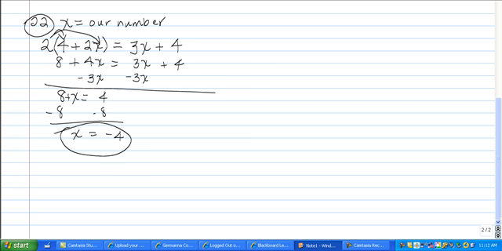Okay, so again we want to check. If 4 is added to twice a number, so 2 times negative 4 is negative 8. We add 4, we get negative 4, and then we multiply that sum by 2, we get negative 8. All right, so 3 times the number is negative 12. And adding 4, do we get negative 8? We sure do. So it checks.